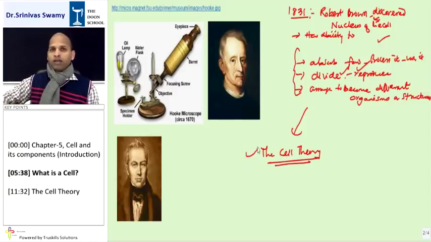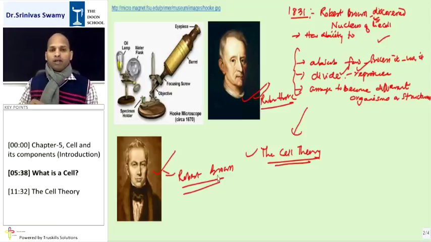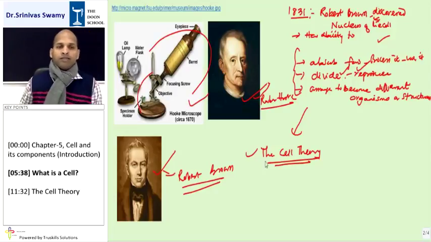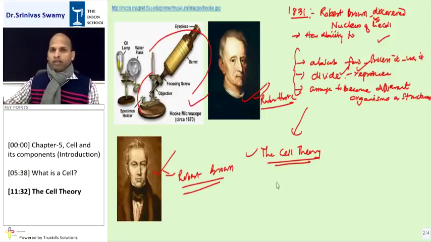So before going into cell theory, let's look at these pictures, what is shown here. This gentleman and this gentleman, obviously, can you identify? Yes, this gentleman is Robert Hooke, and this gentleman is Robert Brown. And what you can see is the microscope that was used by Hooke in the 1670s. So let's now get into this cell theory.